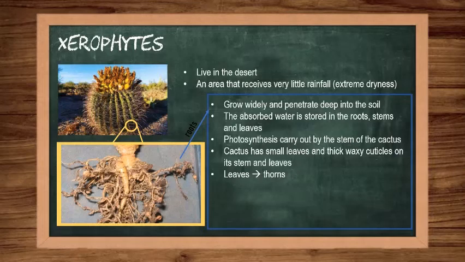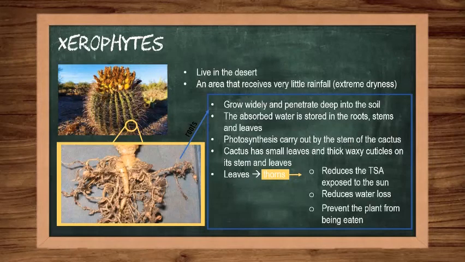Besides, the stem of the cactus carries out photosynthesis. The cactus has small leaves and thick waxy cuticles on its stem and leaves. There are also leaves modified into thorns. This feature reduces the total surface area exposed to the sun, thus reducing water loss. The presence of thorns can also help the cactus to get water supply by collecting dew.